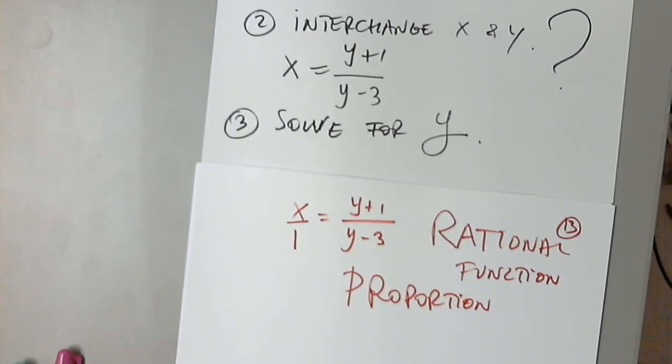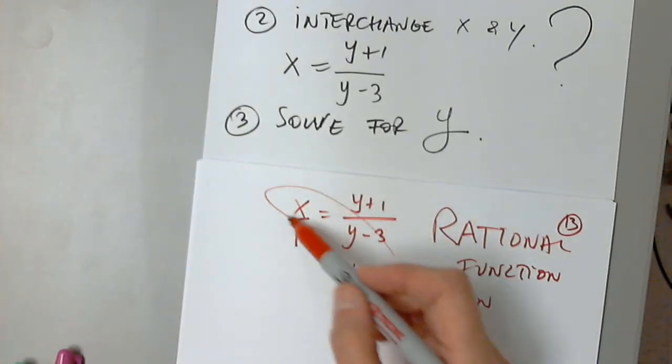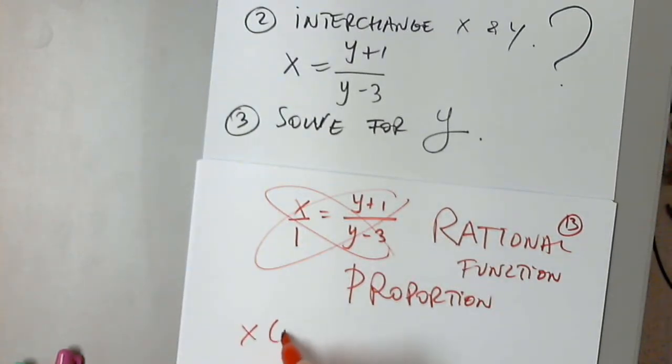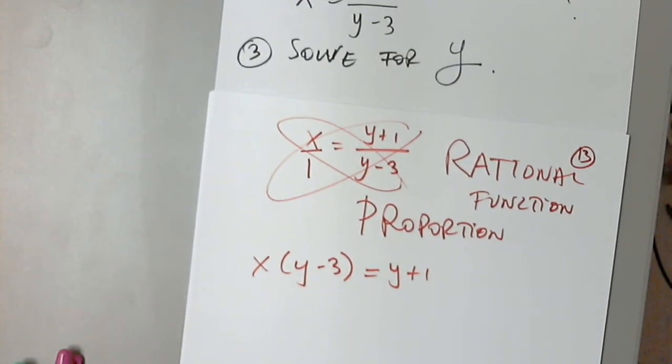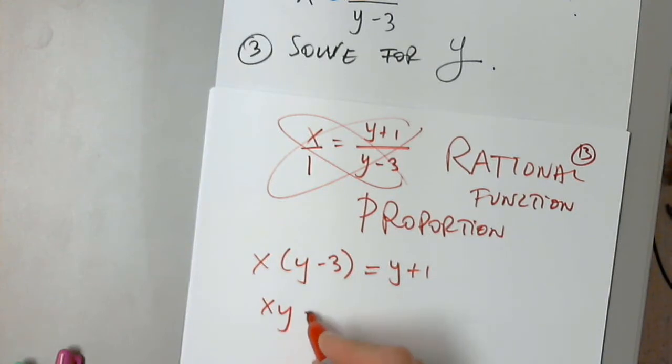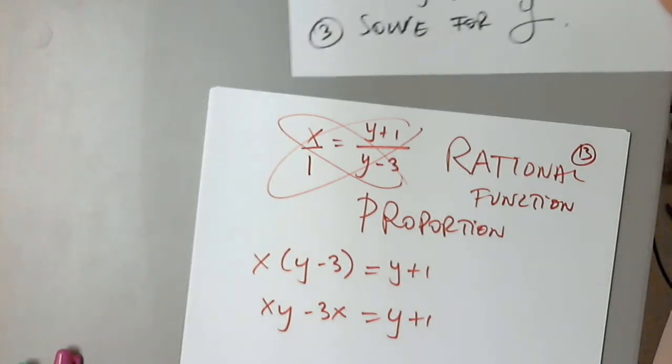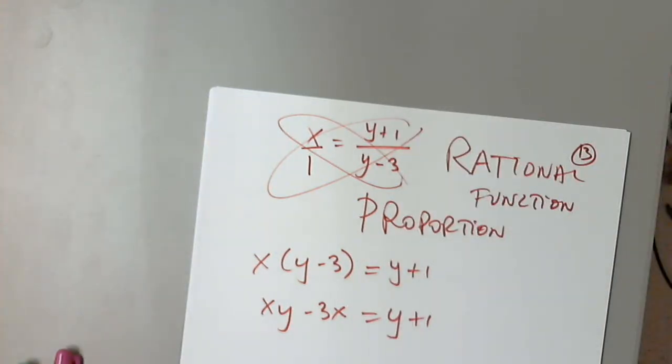What do we do in a proportion? Thank you. So x quantity y minus 3 equals y plus 1. xy minus 3x equals y plus 1. Remember, we are after y. Okay, next step, please.